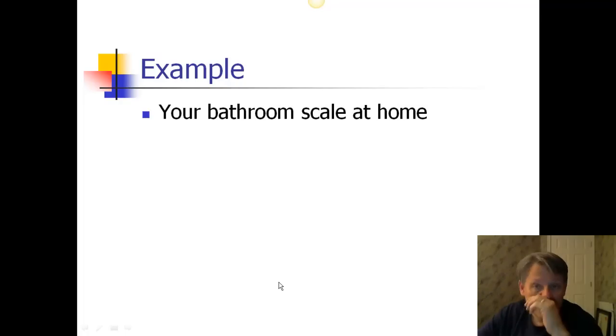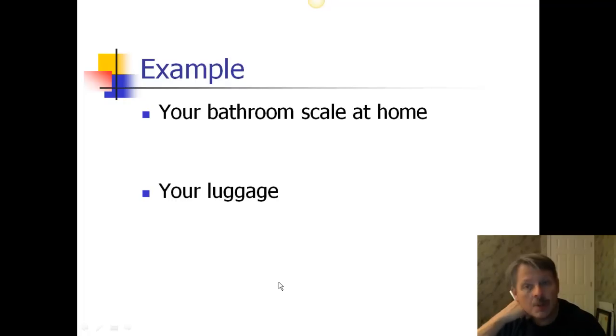So, if I get on my bathroom scale at home, I care about something, whereas I care about something else if I'm weighing luggage. For example, on my bathroom scale, I really don't care whether I weigh 200 or 190 or 210. It really doesn't matter. I want to know where I'm going from day to day. Am I going up or am I going down? Because I don't want to go up. I'm already up high enough. I want to go down.